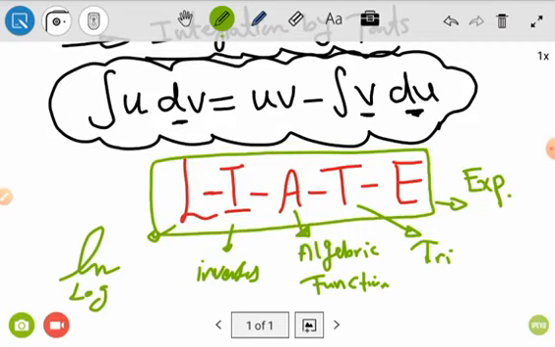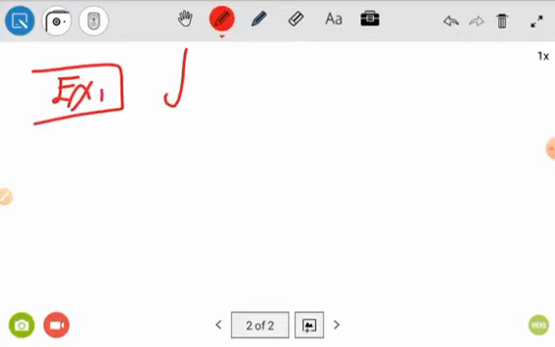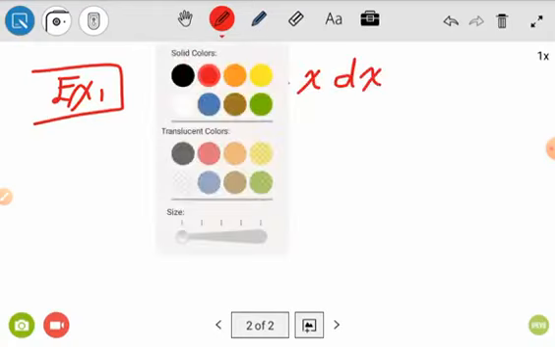Okay. Next we will solve one example here. The first example in my lesson is: find the integral of x cubed ln x dx. It's so simple and easy, so all of you pay attention, please.